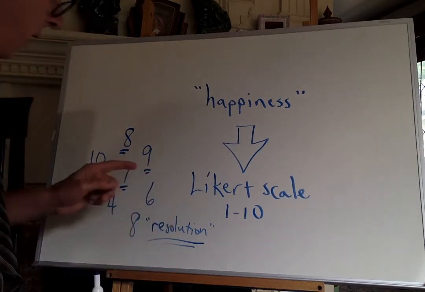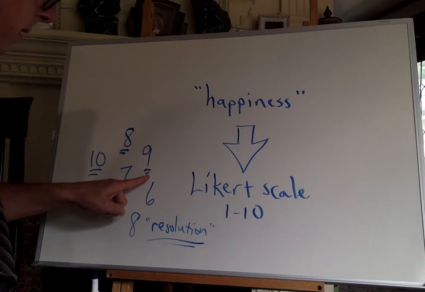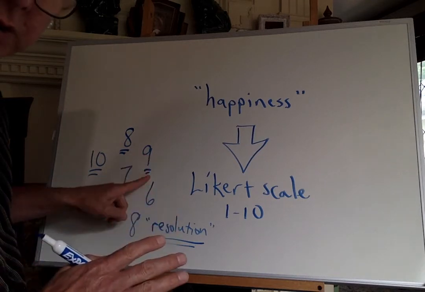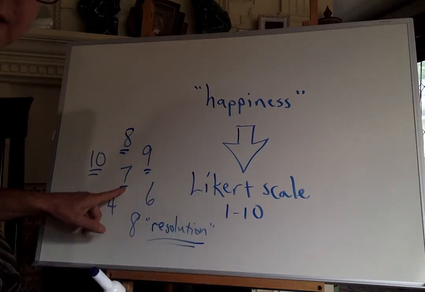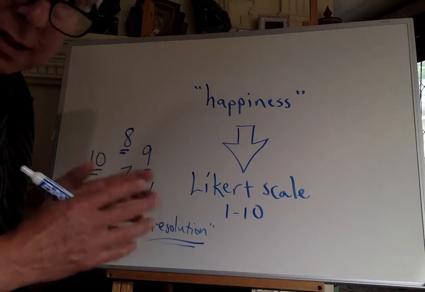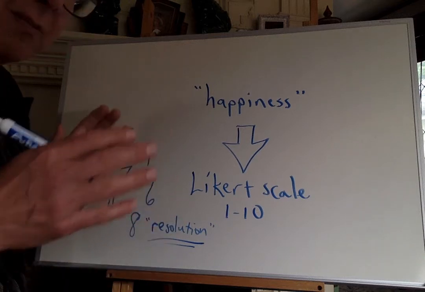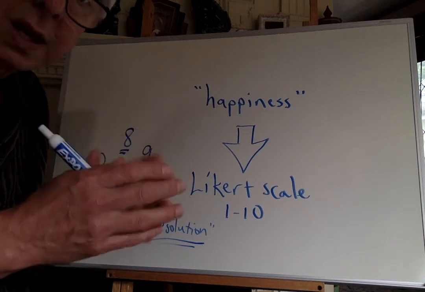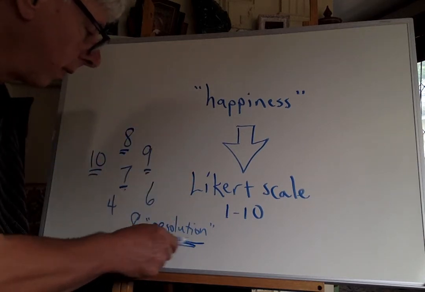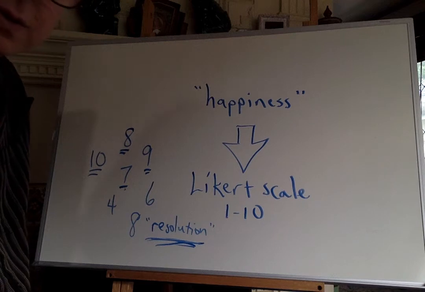I know that someone who writes 9 when they would have written yes is different than someone who writes 7 when they would have written yes. I don't know how accurate these numbers are, but I certainly know I have more resolution. It's like a microscope. You turn up the power, you get more resolution. Here's the term, okay? Make sure you write that in your notes.